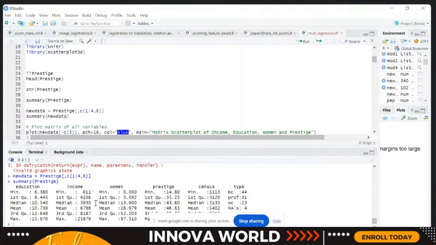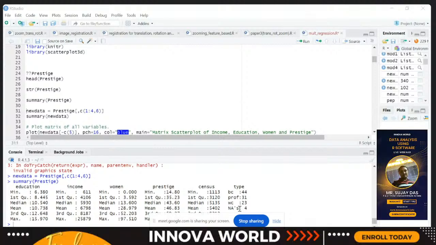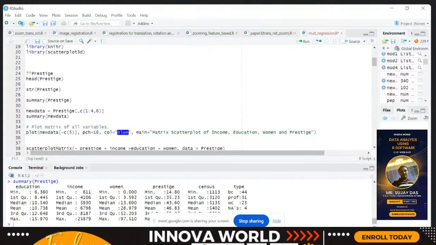And for the qualitative variable, so this type variable is a qualitative variable, it will give us the count of the qualitative variable. So BC is the blue collar job. There are 44 blue collar jobs. Professional are 31, white collar jobs are 23, and NAs are 4. So for the qualitative variable, we'll be getting this count of this type of characteristics, and for the numerical variable, we'll be getting this mean, median, and something like this. Okay, so this is one important thing.